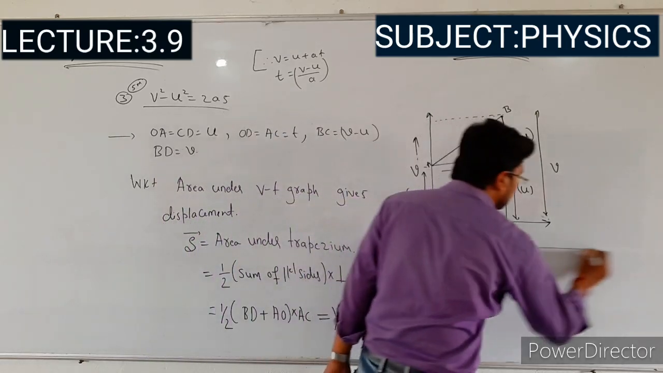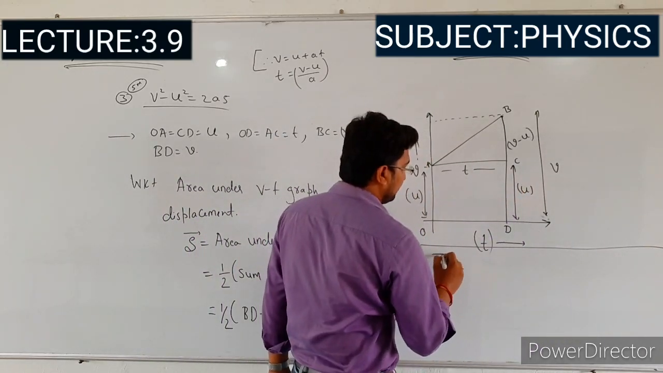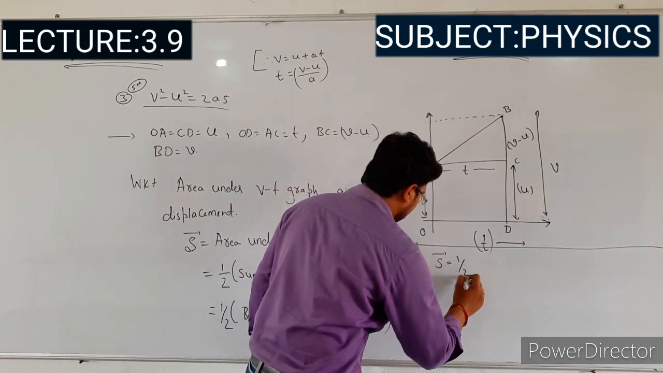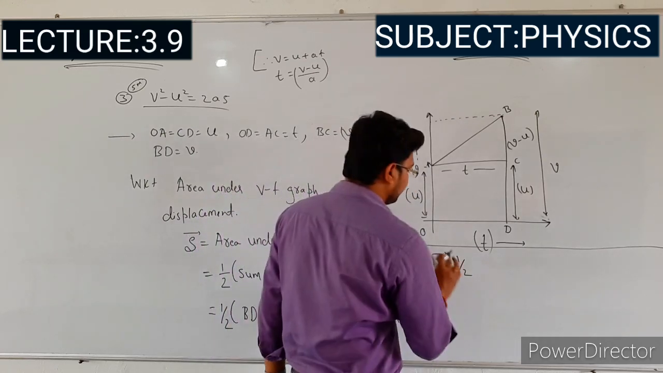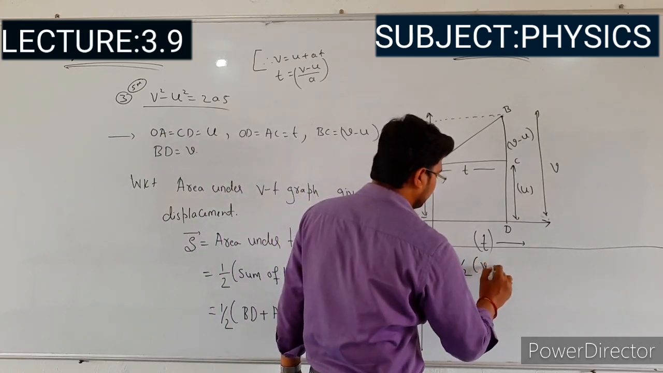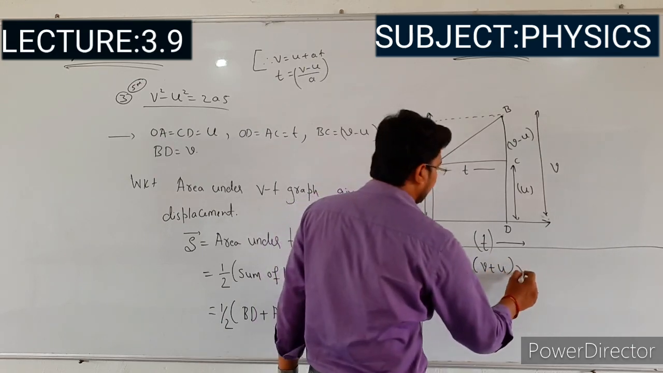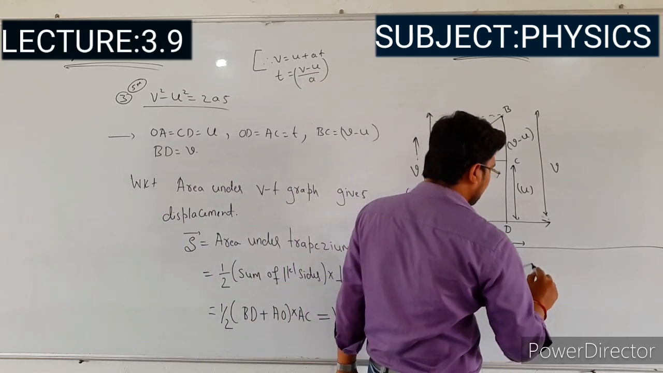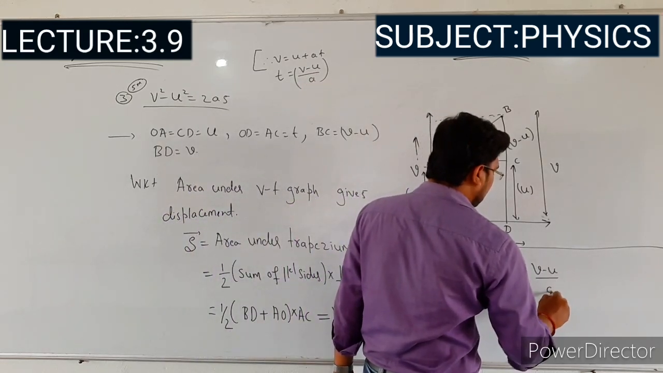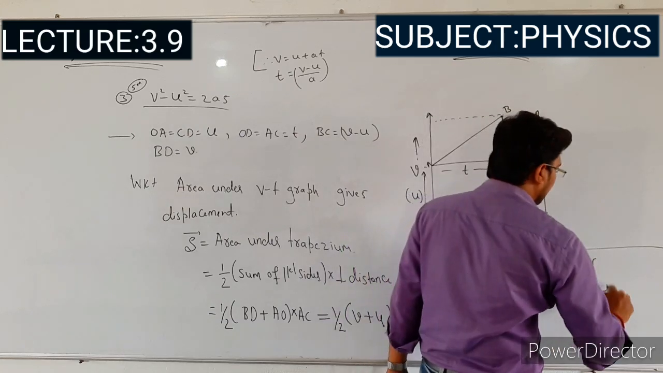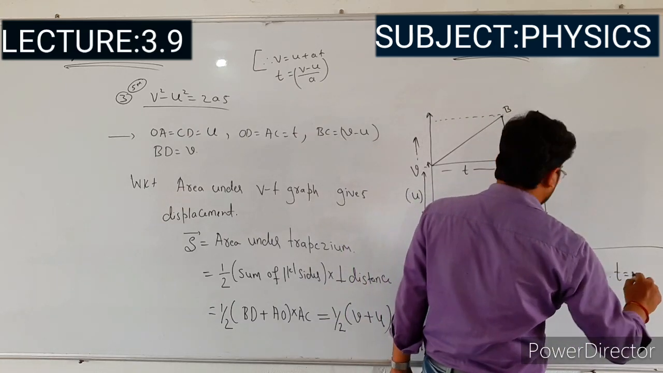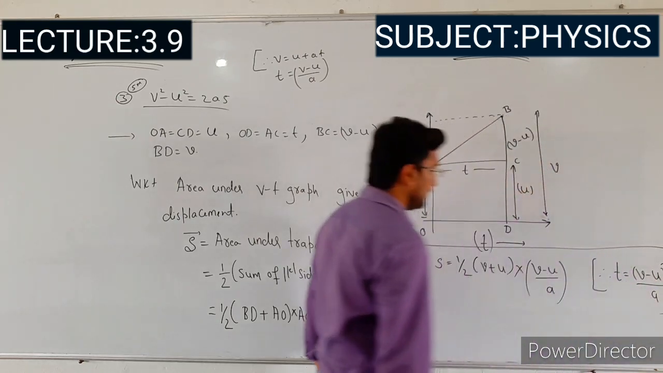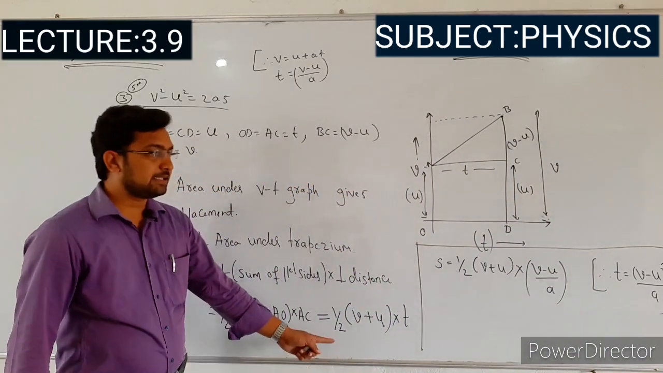Then displacement, the displacement vector, is equal to 1 by 2 as it is, after that V plus U into t. The t value is V minus U divided by A. Okay, I will write here. So the t value is V minus U divided by A. In this case we are substituting the t value in this expression.